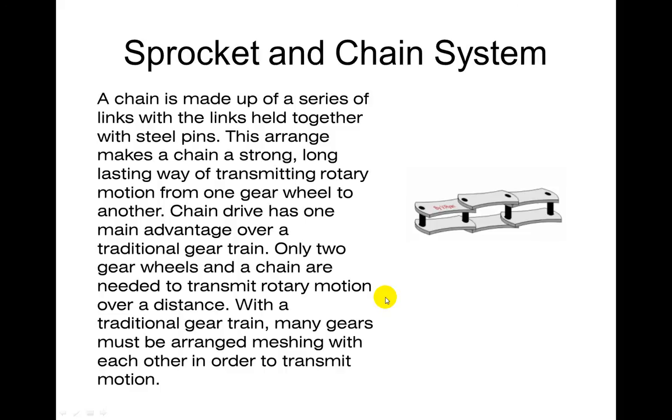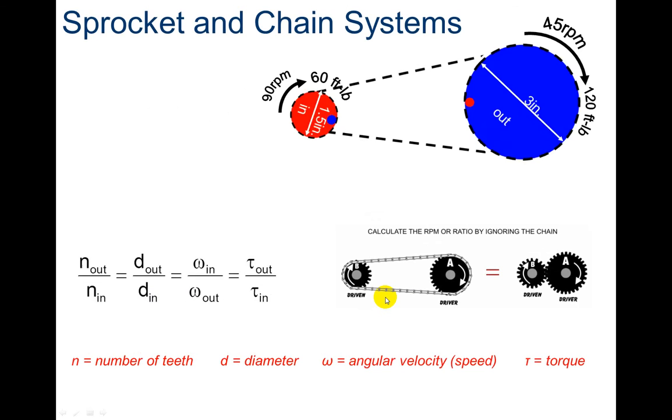Chain drive has one main advantage over a traditional gear train. Only 2 gear wheels and a chain are needed to transmit rotary motion over a distance. With a traditional gear train, many gears must be arranged, meshing with each other in order to transmit motion.